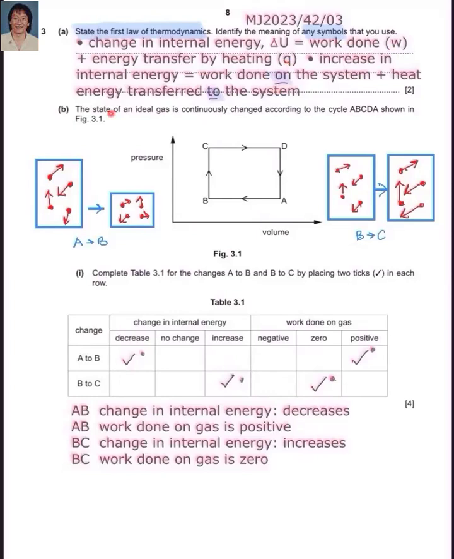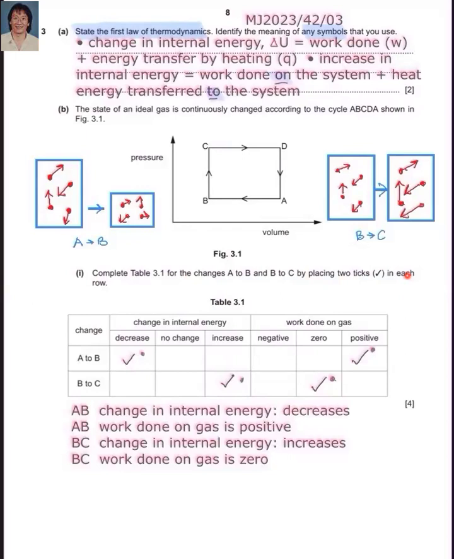Then for part D, the state of an ideal gas is continuously changed according to the cycle A, B, C, D, and then back to A, as shown in figure 3.1. Complete table 3.1 for the changes A to B and B to C by placing 2 ticks in each row. To do this question, you need to know that the internal energy of an ideal gas is only due to the random distribution of kinetic energy. The potential energy is 0.